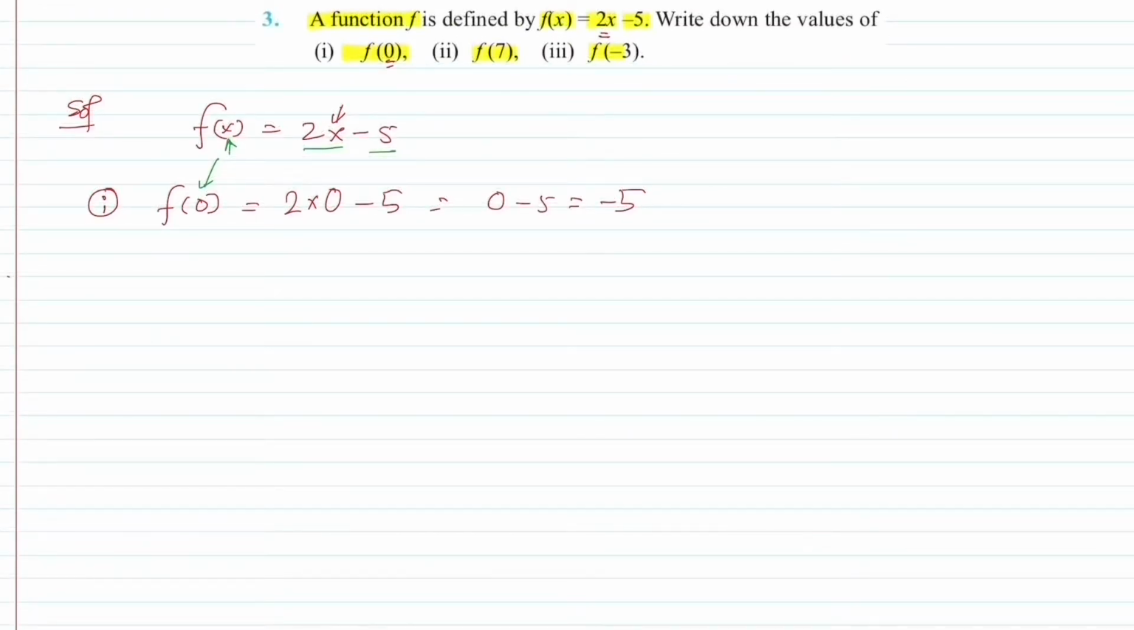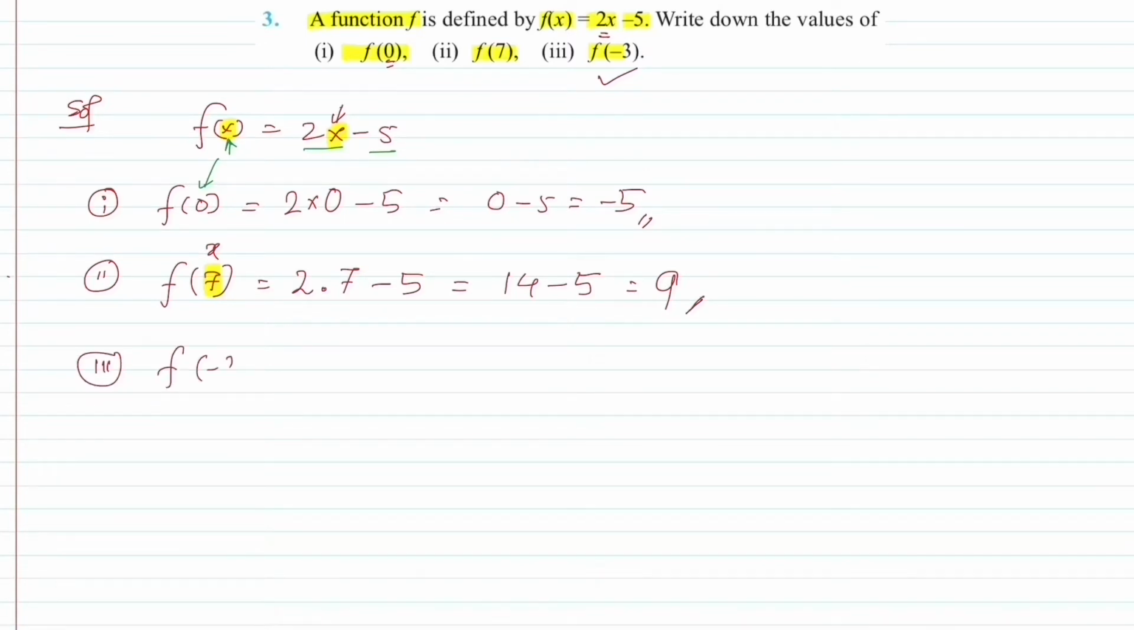Now number 2, we need to find f of 7. In order to find f of 7, replace this x by 7, then this x will also be replaced by 7. So we must get twice x, now instead of x there is 7, so we write 2 into 7 minus 5. 2 7s are 14, 14 minus 5, that's equal to 9, isn't it? So this is 9.